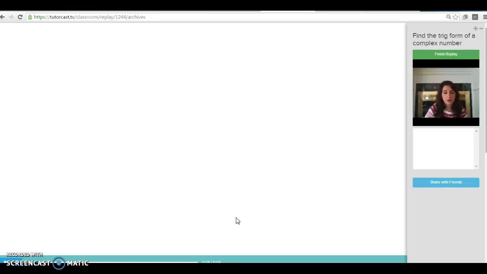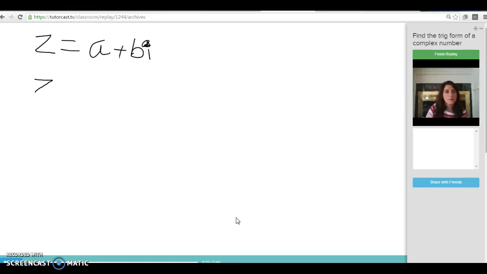So first, let's take a number in standard form. We're talking about z equals a plus bi. This is the standard form for a complex number. That should be an i there, not an arrow.